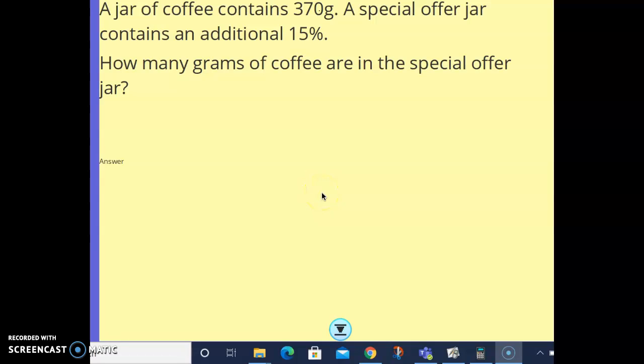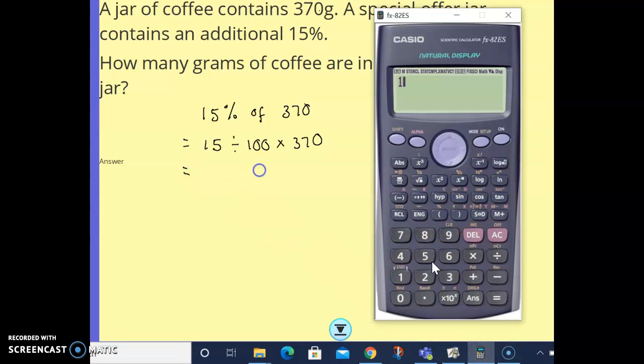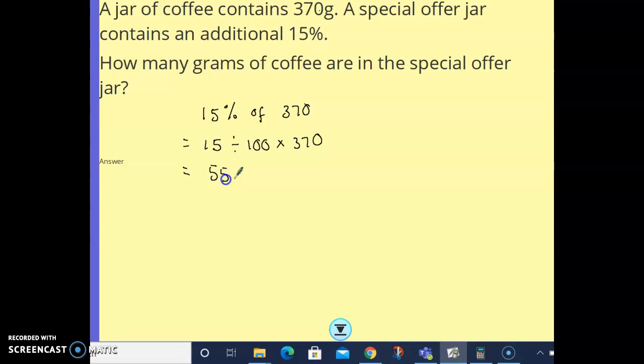Okay, I'm just going to go through the answers to this third practice assessment then. First question, we get 15% extra in our jar of coffee this time. So we need to find 15% of 370. Percent means out of 100, so we're doing 15 divided by 100 times 370. Type that into our calculators. 15 divided by 100 times 370 is 55.5. That's how much extra we get.